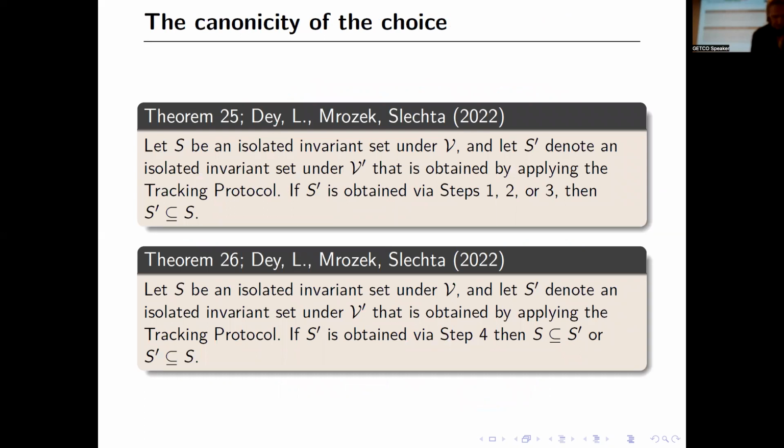Okay, here we have two theorems that justify or explain why we claim that the choices that we make are canonical. They simply say that the S prime, the new isolated invariant set that we get, is the most similar one to the one that we had previously. So the most similar, for example, in terms of number of simplices. So we claim that the choice that we make is the most natural.